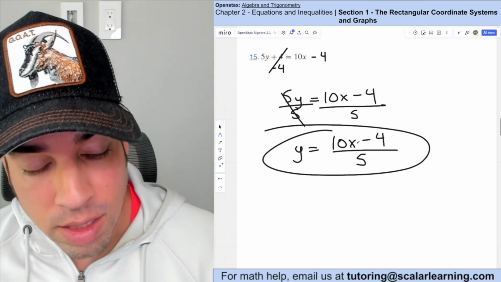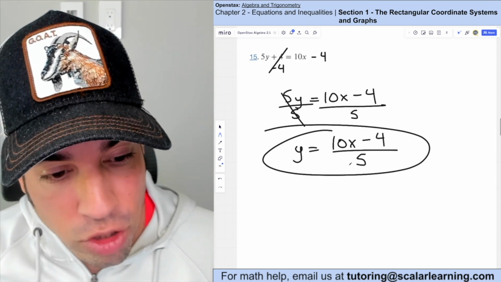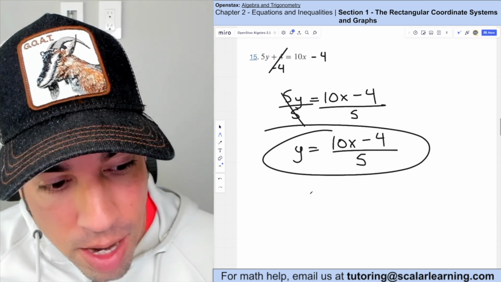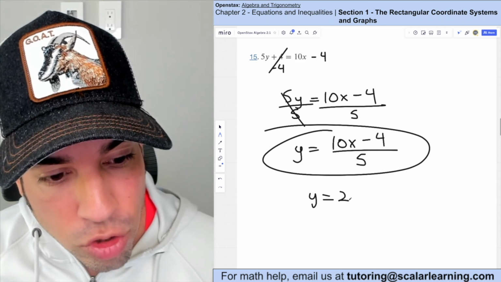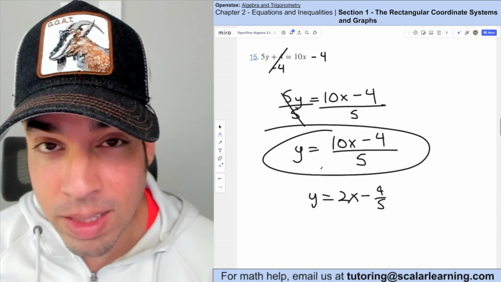So they left it like this in the last one. But if you want to further simplify it, you're just dividing each term by 5. So it becomes y equals 2x minus 4/5. But both of these answers are perfectly acceptable.